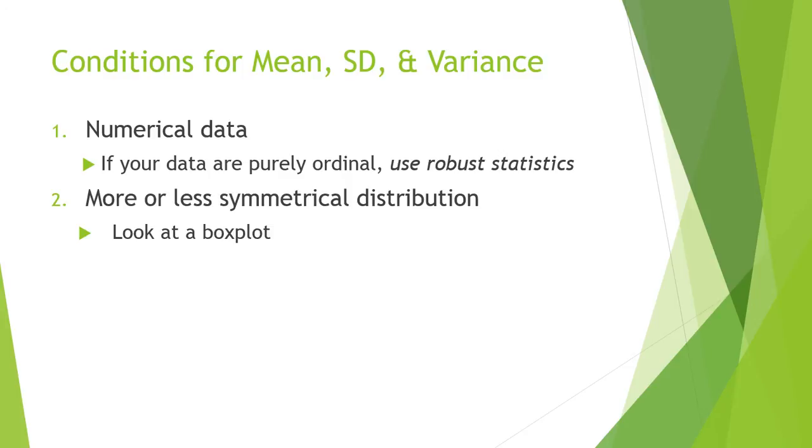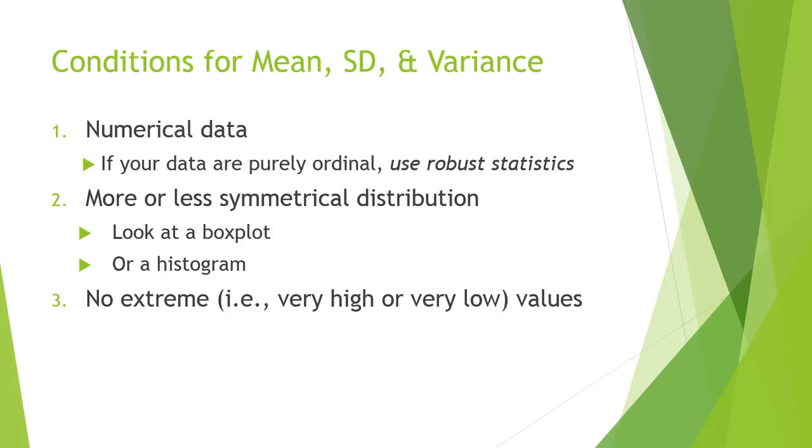It can be one spike in the middle on a histogram and both tails extending out in either direction, and that's just fine. Or it can be totally flat across, like a purely uniform distribution where every value has the same number of individuals, etc. All those things are fine as long as it's not asymmetrical left to right. So look at a box plot or a histogram. And then no extreme values, no very high or very low values, unless they make the whole distribution symmetrical.